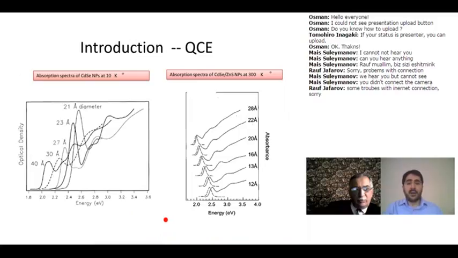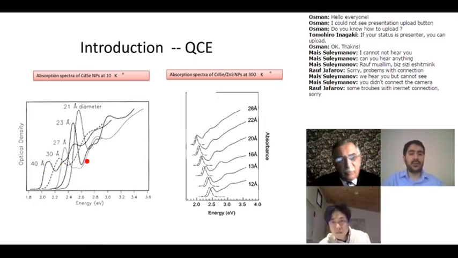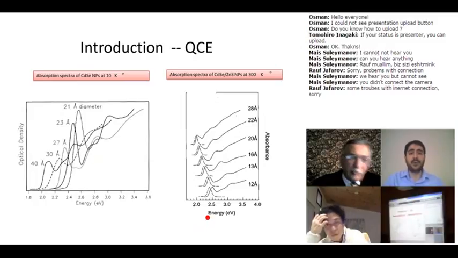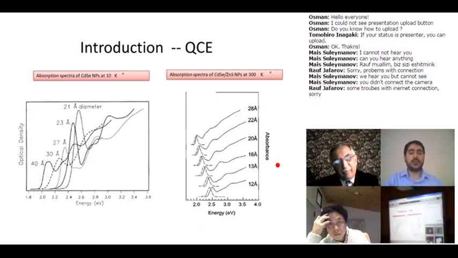As I said before, they are tunable. When we change the nanoparticle diameter, as you can see in this picture of cadmium selenide particles, their absorption spectra change, and we can use them for specific applications. Also, we can change the nanoparticle surface, which enables us to play with their absorption spectra.